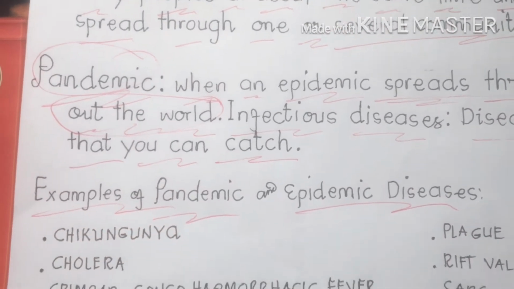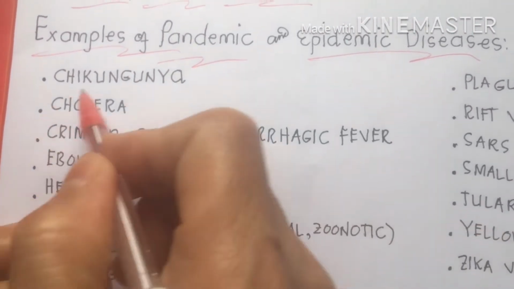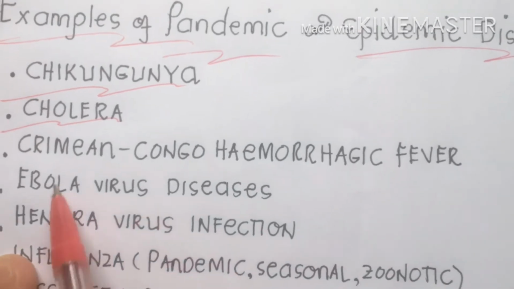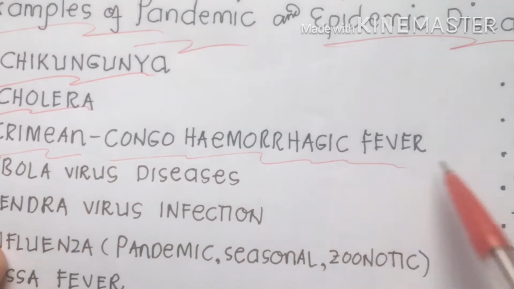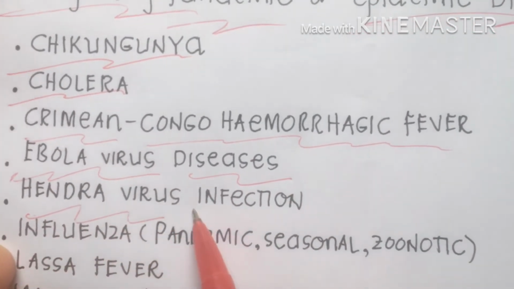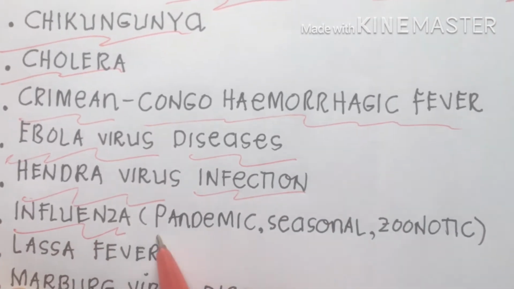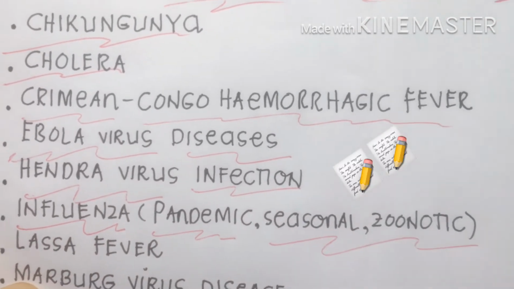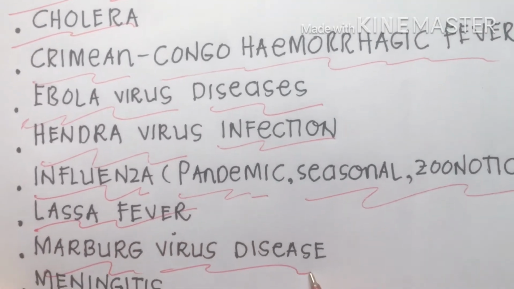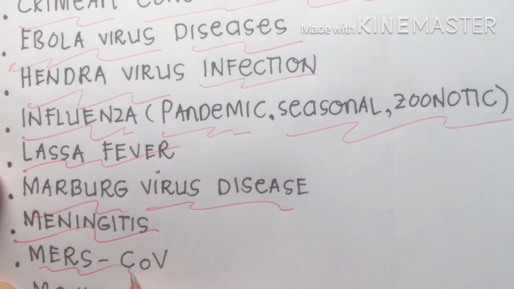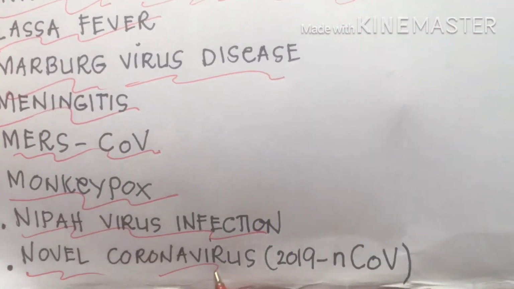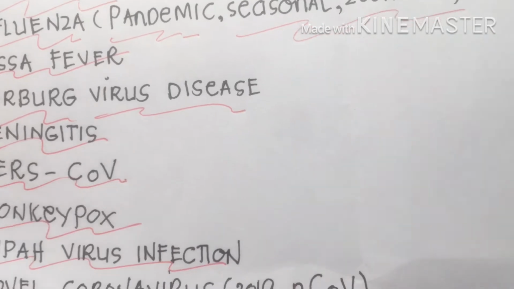Again, the following are examples of pandemic or epidemic diseases: chikungunya, cholera, a kind of waterborne disease, Crimean-Congo hemorrhagic fever, Ebola virus disease, Hendra virus infection, influenza, which is very pandemic throughout the world, or seasonal zoonotic, Lassa fever, Marburg virus disease, meningitis, MERS-CoV, monkeypox, Nipah virus infection, novel coronavirus 2019, and CoV.